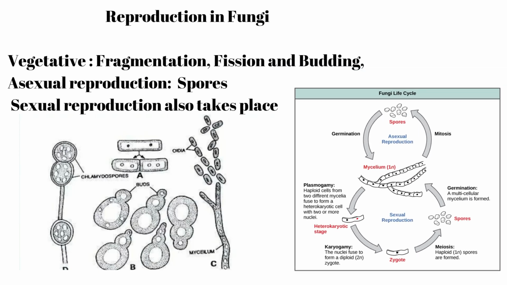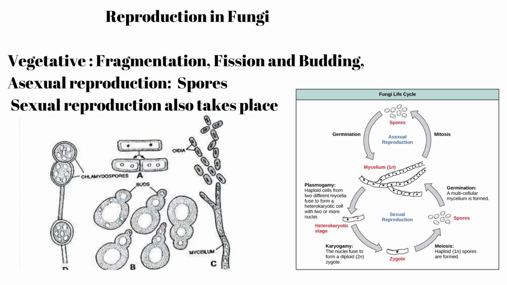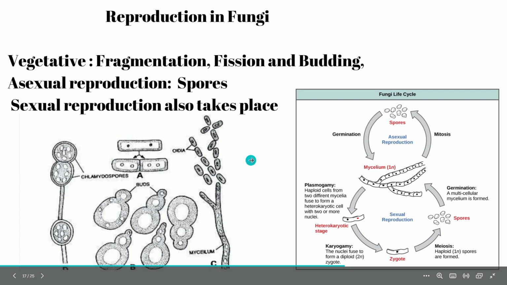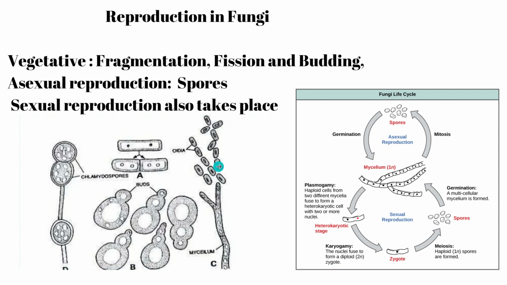When you look at the reproduction of fungi, there are three major modes of reproduction. One is the vegetative type, wherein fragmentation, fission and budding take place. Here you can see the fragmentation of mycelium, and here you can see the budding formation, and here you can see the fission.